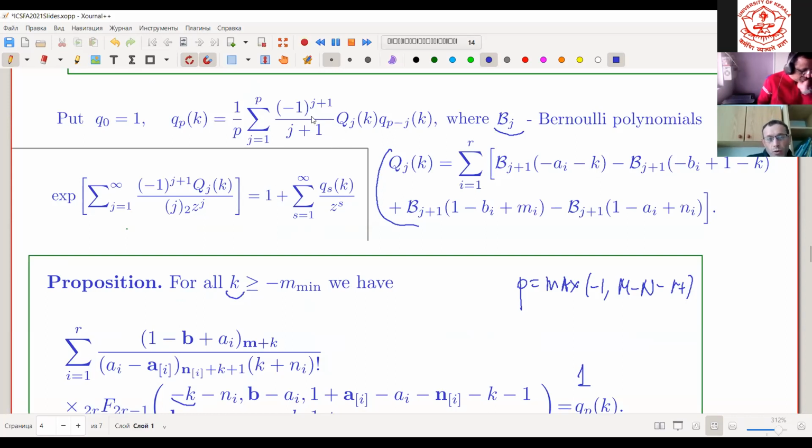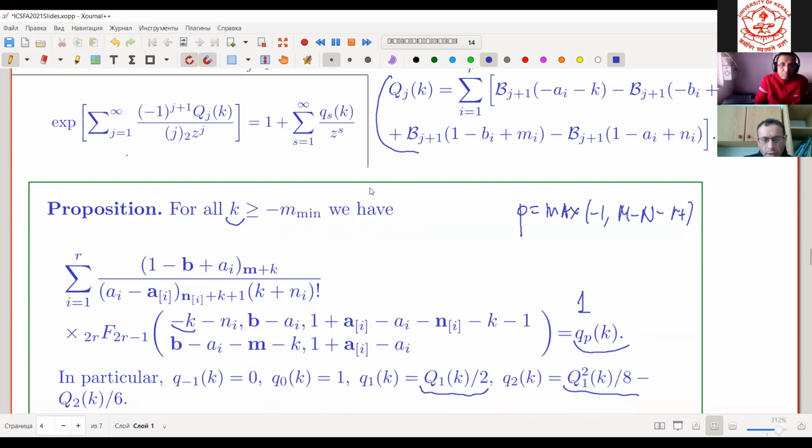But of course, you can use this recurrence to compute any Q that you want. For instance, the first several of them: Q1 is equal simply to big Q divided by 2. Q2 is equal to this expression, so it's a quadratic expression. Then you have a cubic expression and so on. And this identity I believe to be new.